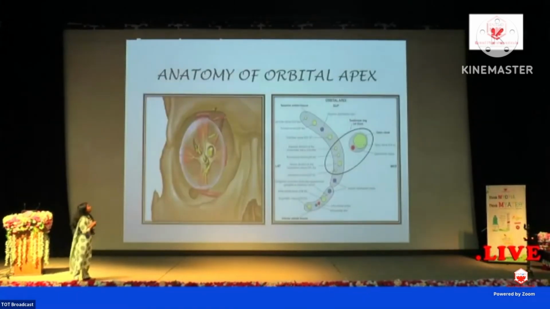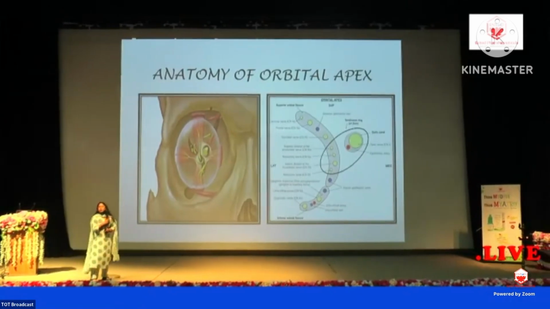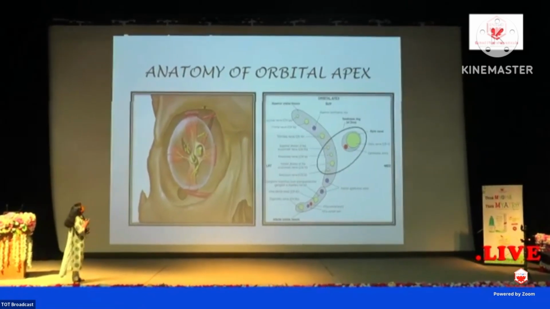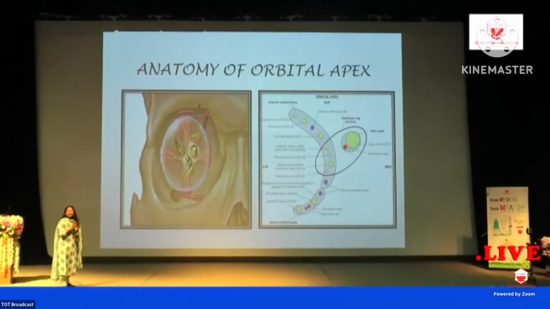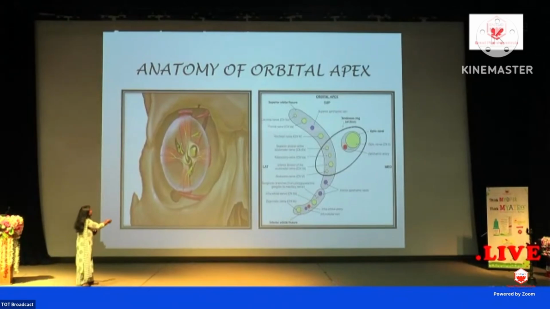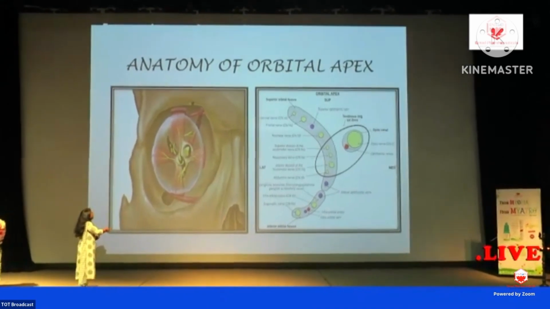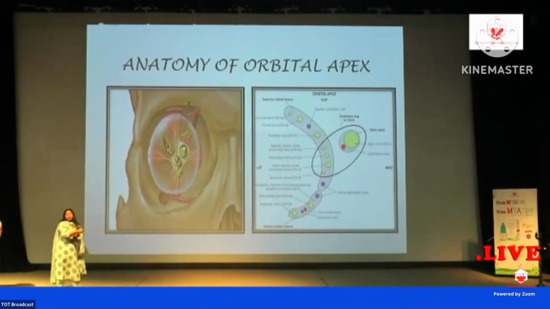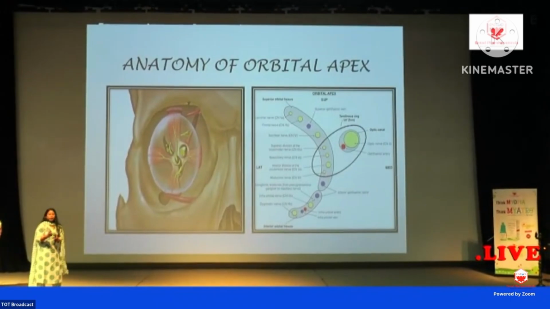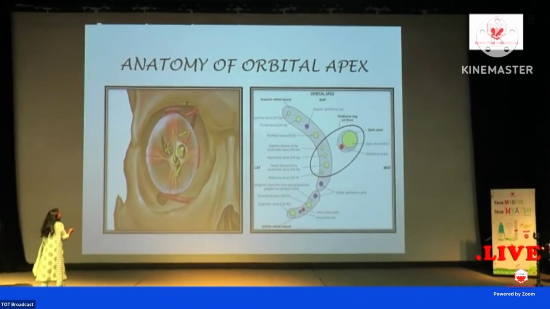So what exactly is the orbital apex? It is the most posterior part of the orbit where all the four orbital walls meet, and it is the gateway of nerves and vessels into the middle cranial fossa. So what are the contents? This is the optic canal, and this is the superior orbital fissure. The optic canal passes the optic nerve and ophthalmic artery, and the superior orbital fissure passes cranial nerves 3, 4, V1, 6, and the superior and inferior ophthalmic veins.